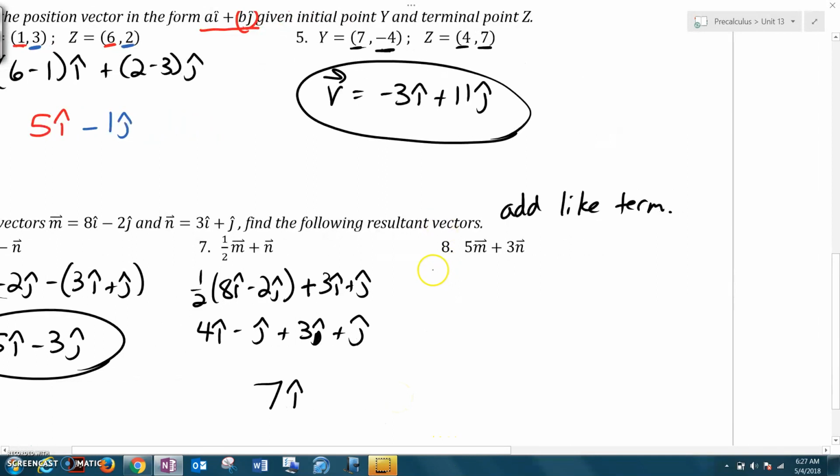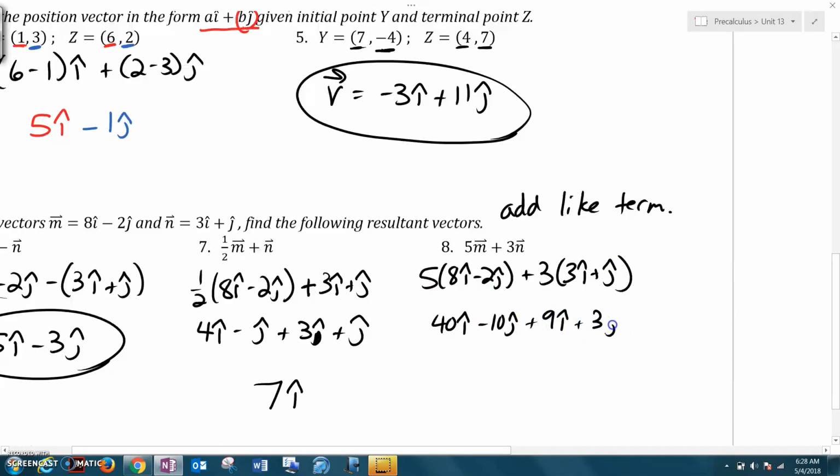Finally, let's do one more. Same thing just like the last two. And you guys can try this yourself if you want to pause the video. You're just distributing. So 40 in the i direction, minus 10 in the j direction, plus 9 in the x direction, plus 3 in the y direction. So 40 and 9 go together, so we have 49 in the x direction, so that's a move of 49 right. Negative 10 plus 3 is minus 7 in the j direction, which is 7 down.